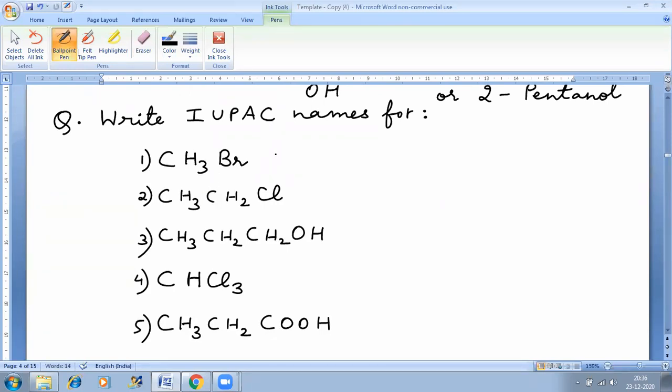Sir, do we have to write like bromoethane, or do we have to write in the sequence as you told, 2 pentanol or like that? Now you tell me that it is IUPAC. So write as per the IUPAC rules. There is only one IUPAC name which is correct. You cannot have more than one IUPAC name.